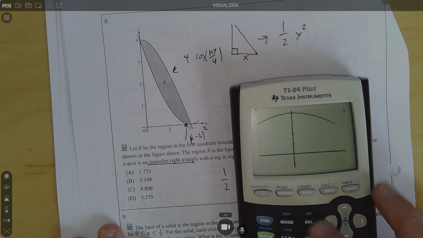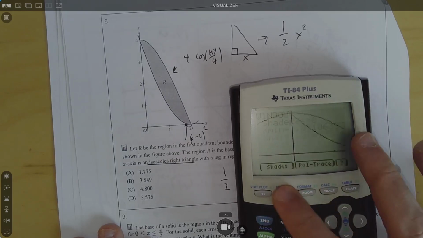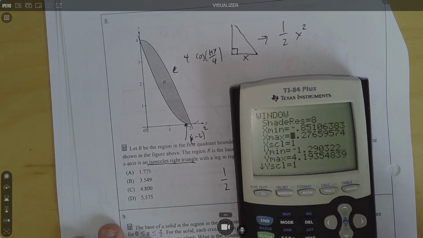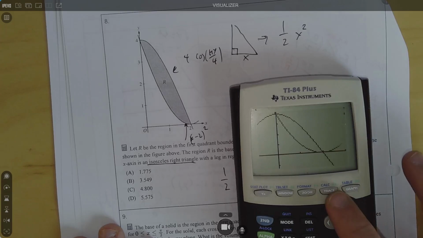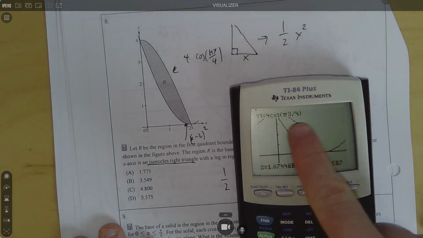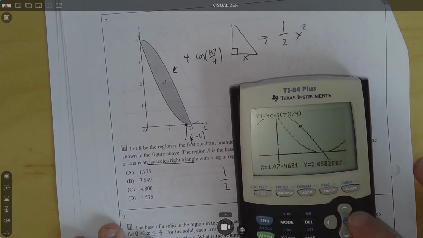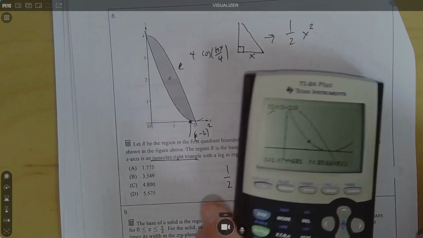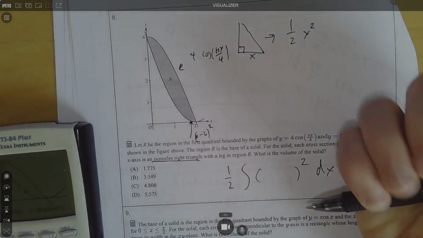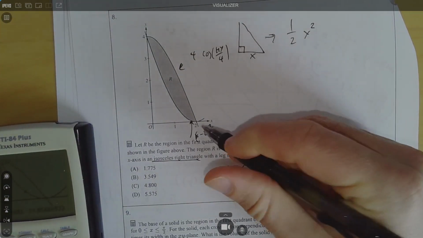Okay, maybe not quite long enough. That's going to need a bigger x value. X max can be 3. So I'll show you again, if you're not sure which one's top and bottom, an easy way to check is using the trace function. If you click trace, it says on top left what the function is. So it says, oh, that is 4 cosine, and that is x minus 2 squared. So I know for sure. And the bounds are from 0 to 2. It tells me that right here.